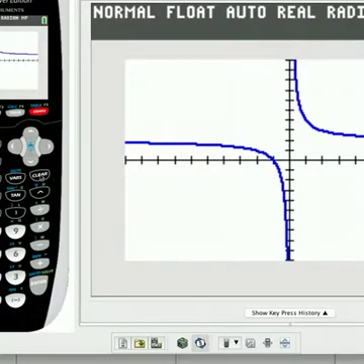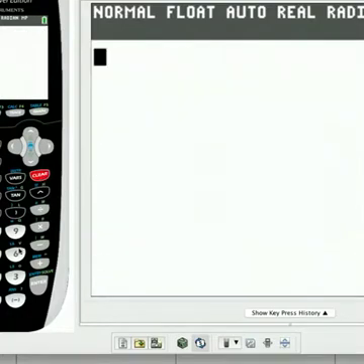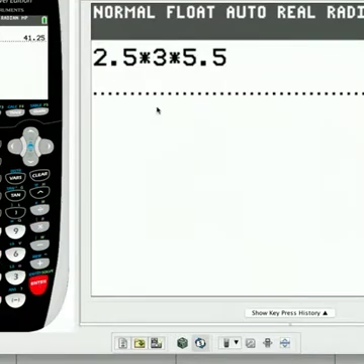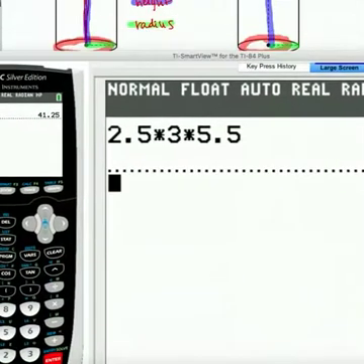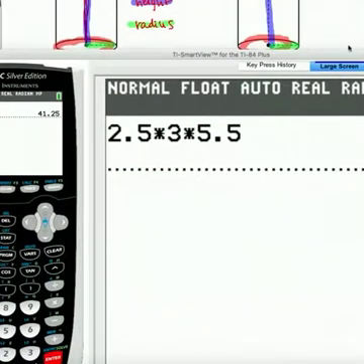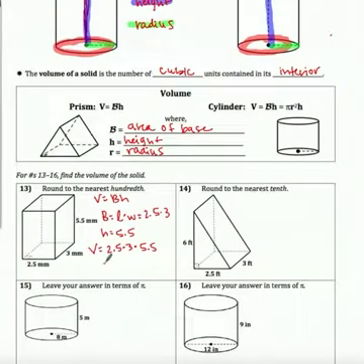So 2.5 times 3 times 5.5 gives me 41.25. But because it's volume, we have to use our units and we have to cube them.